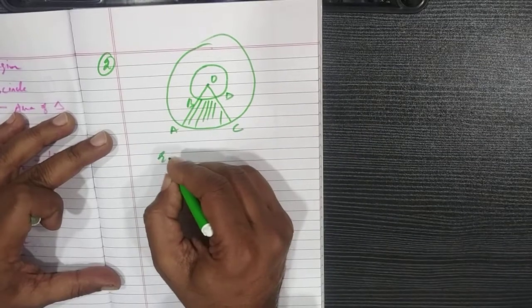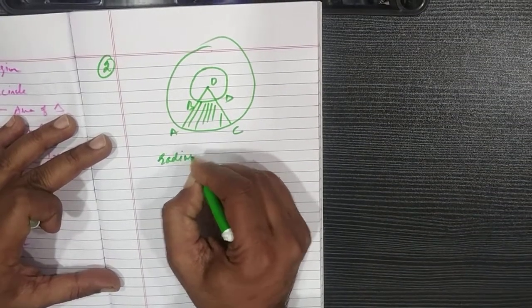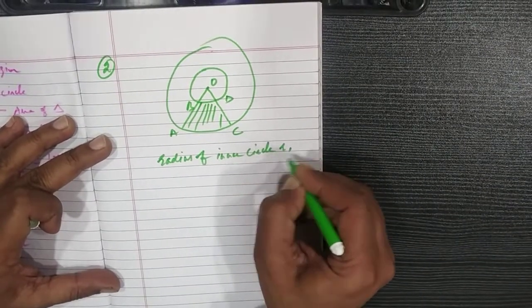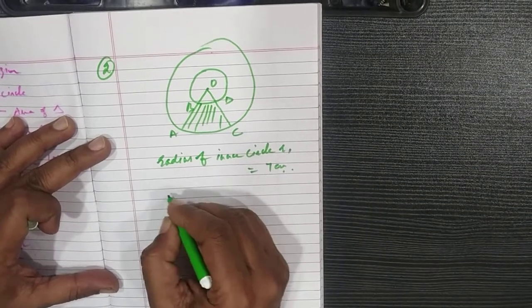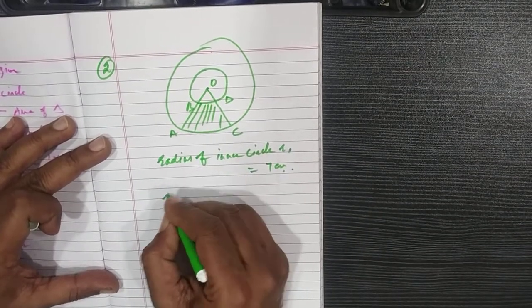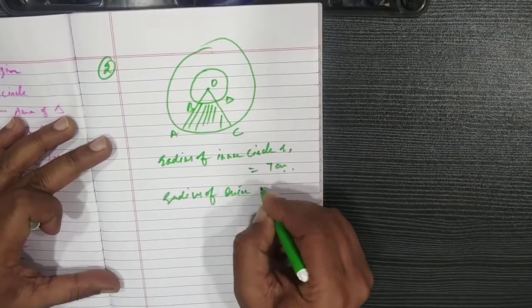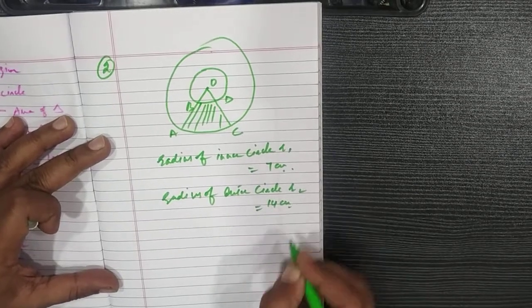So here, the radius of the inner circle, R1, is given to us as 7 centimeter, and the radius of the outer circle, R2, is given as 14 centimeter.